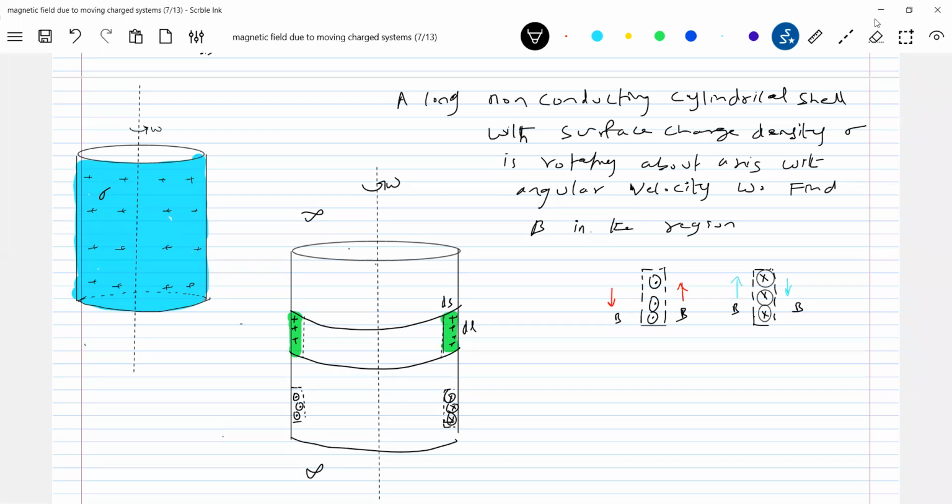The velocity into the plane here, I'll show like this. This will be out of the plane. Velocity vector will be like this. Velocity vector will be in this direction.